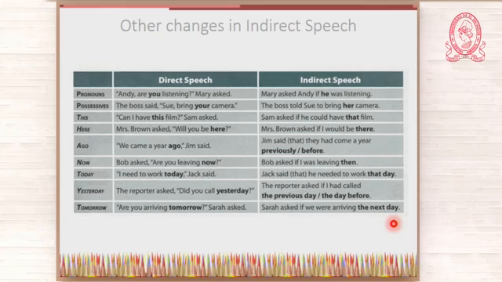So what are some of the things that we have to remember? From you, you change to he if you're talking about a boy, or she if you're talking about a girl. From your, you change to her if you refer to a woman. From this, you change to that. From here, you change to there. From ago, you change to previously or before. From now, you change to then. If you have today, you change to that day. If you have yesterday, you use the previous day or the day before. If you have tomorrow, you have the next day.